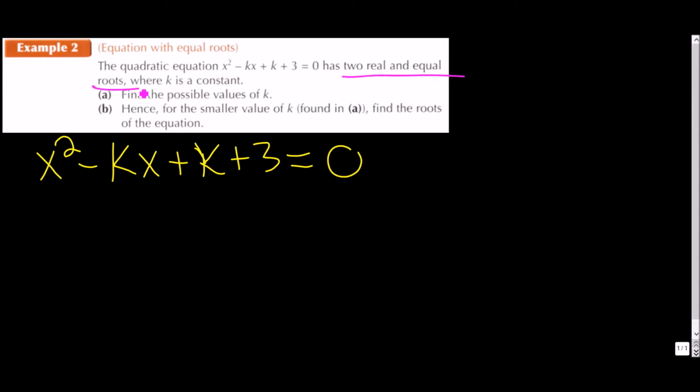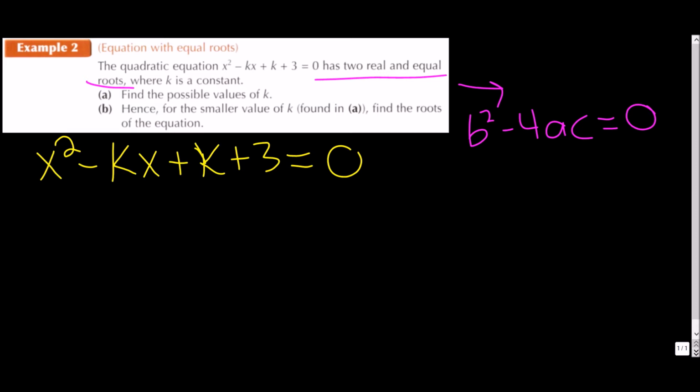Well, what does that mean? Two real and equal roots implies that b squared minus 4ac equals 0. You remember that? It's a quadratic equation, so two real and equal roots guarantees that our discriminant is going to equal 0. We can use that to our advantage. So now what we have to figure out is what a, b, and c are. We have to think carefully about this.